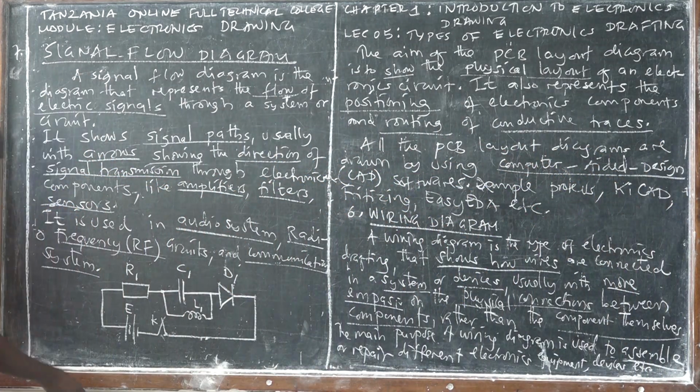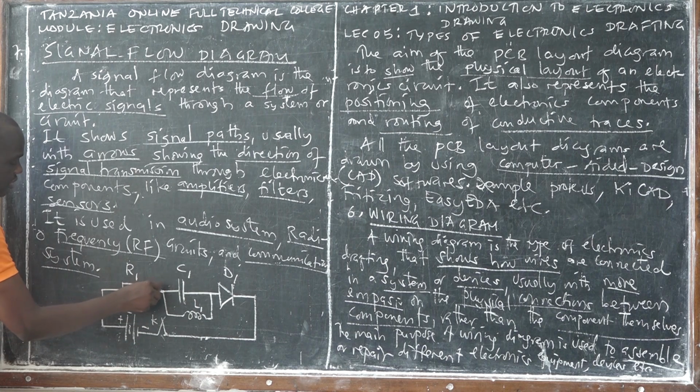So to show the signal flow, we always start from the positive terminal. This is the negative terminal. Then you have a flow of electrical current from the positive terminal towards the first terminal of a resistor. Then again, for this case, this is the flow of current. This is the signal flow.